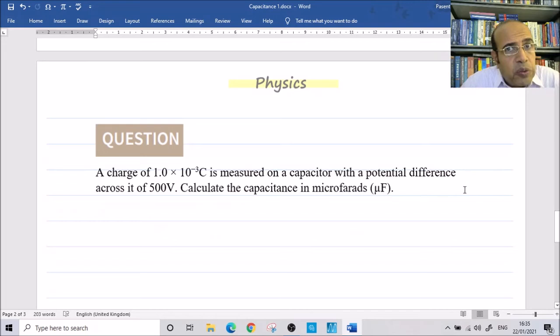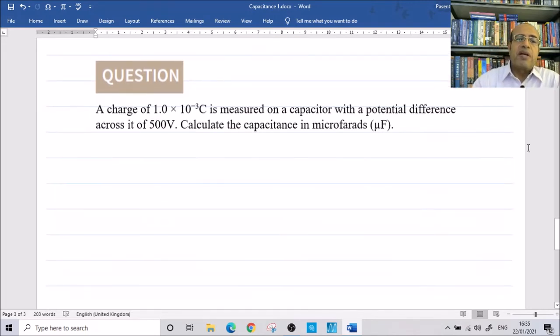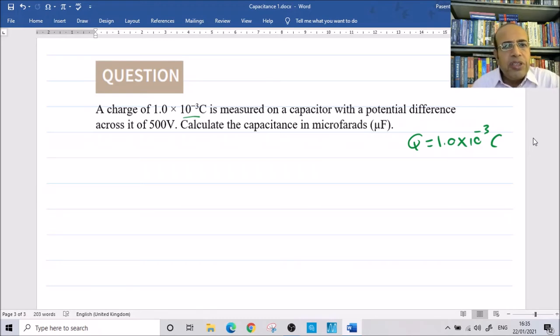Let us solve a question about this. A charge of 1.0 times 10 power negative 3 coulomb. So the given is Q equals 1.0 times 10 power negative 3 coulomb, on a capacitor with a potential difference of 500 volt. So V equals 500 volt. Calculate the capacitance in microfarad. So we need the capacitance in microfarad.